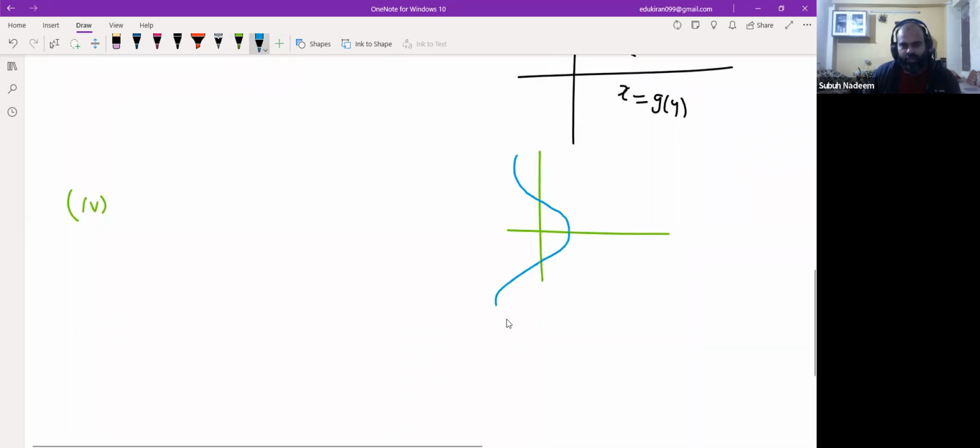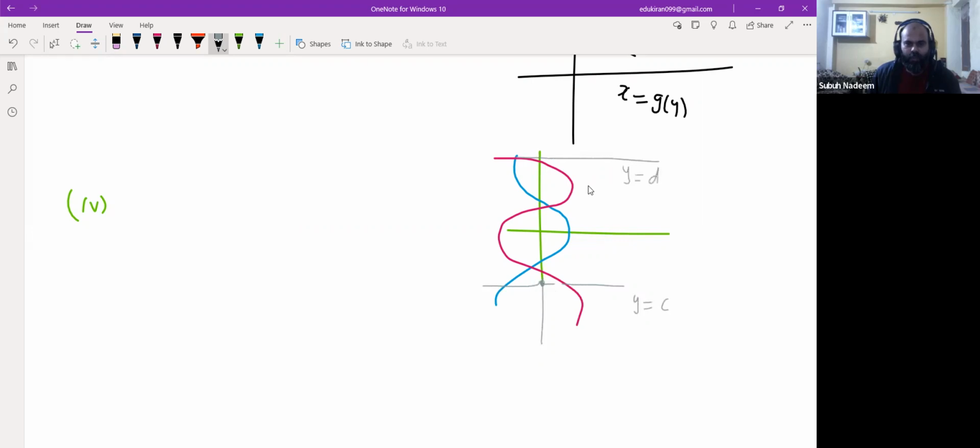Suppose the curve is like this, and another curve is maybe like this, and you have to find the area from this point y equal to c to this point y equal to d. So you will find where the other points are, where they intersect. This point is here, which is y equal to c2. This point is here, which is y equal to c1. The enclosed area is this one, this one, this one.